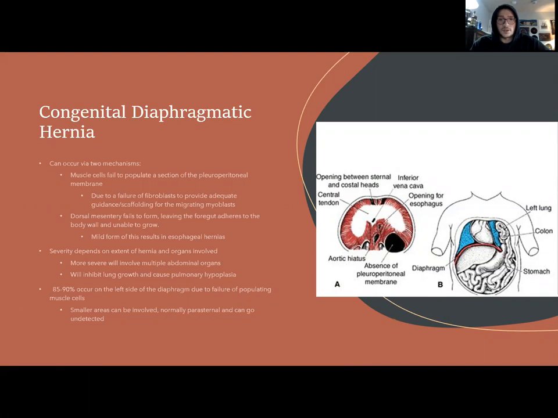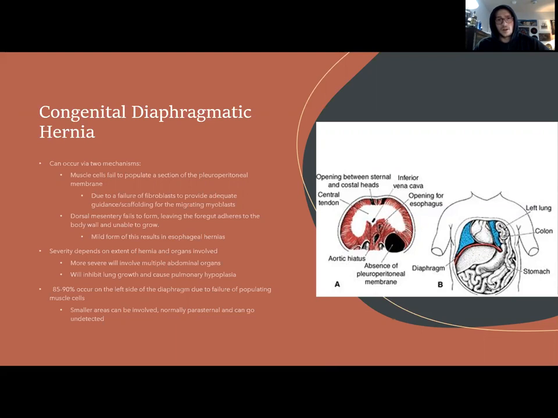So muscle cells don't populate the pleuroperitoneal membrane, which is going to cause it to be extremely weak. And then it's going to allow for the stomach and abdominal organs to push their way up. And the second way is the dorsal mesentery fails to form, which leaves the foregut a little too short. And that's going to cause the stomach to essentially form halfway in the thoracic cavity and halfway in the abdominal.